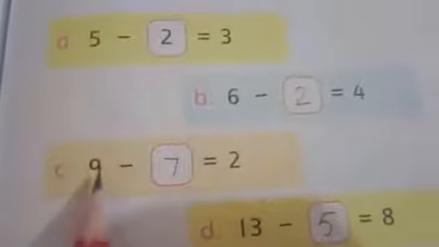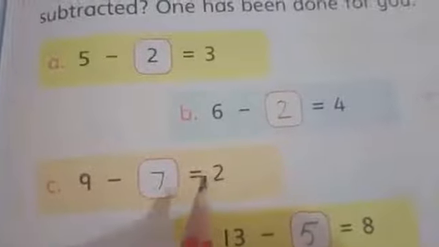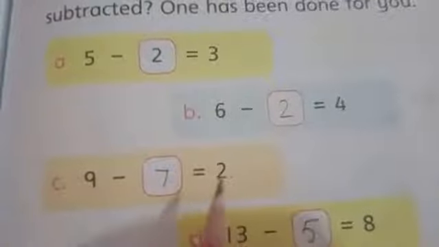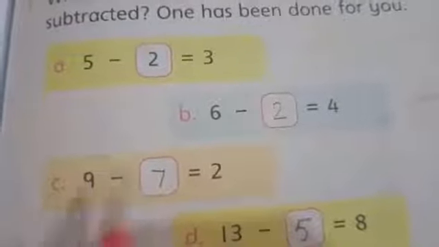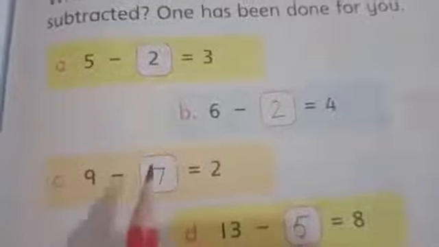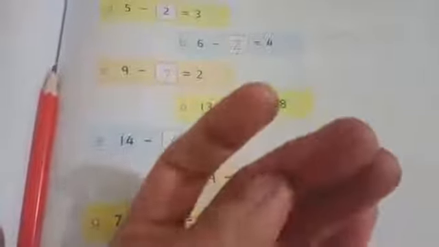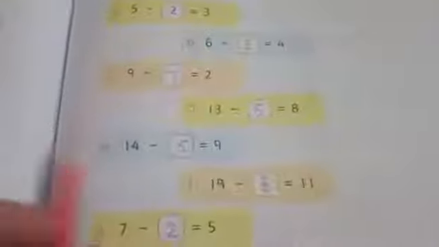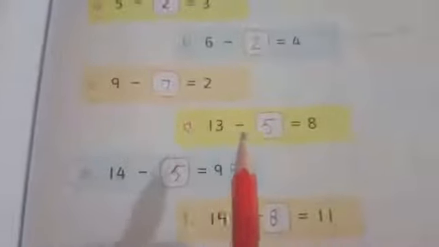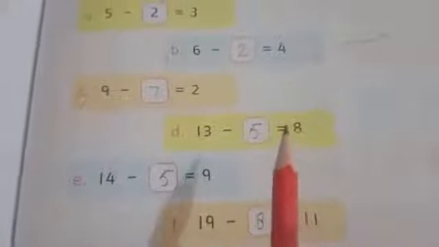In the same way, 9 minus dash is equal to 2. You can cut 9 minus 2. The answer will be 7. You can count on your fingers. Here is 9. 1, 2, 3, 4, 5, 6, 7, 8, 9. Cut 2. 1, 2, 3, 4, 5, 6, 7. The answer is 7.